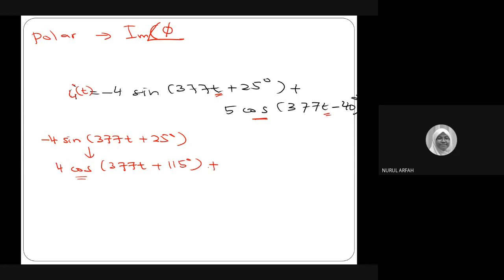Okay, this is not done yet because it is still in the time domain. You want it to be in the phasor domain, or frequency domain. Then what is that? Polar form. Anyone? 4, and then the symbol 115. Yes, correct. Like this.